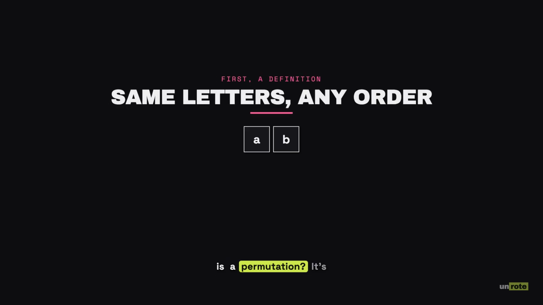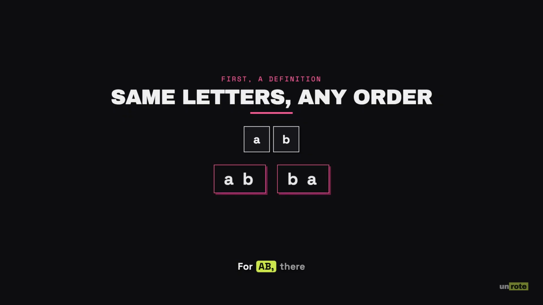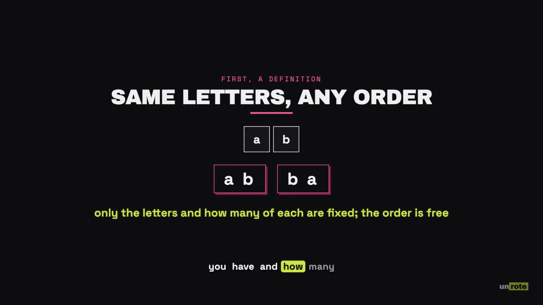First, what is a permutation? It's just the same collection of letters in any order. For AB, there are only two, AB and BA. Notice the only thing that's fixed is which letters you have and how many of each. The order is free. That single observation is the whole key.